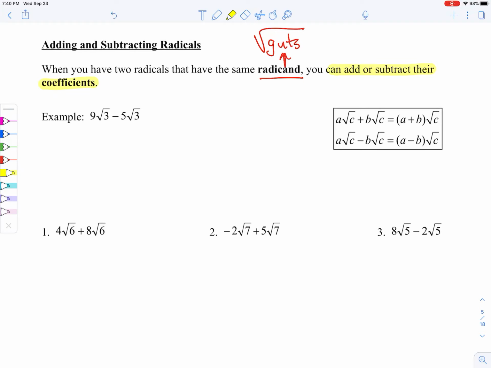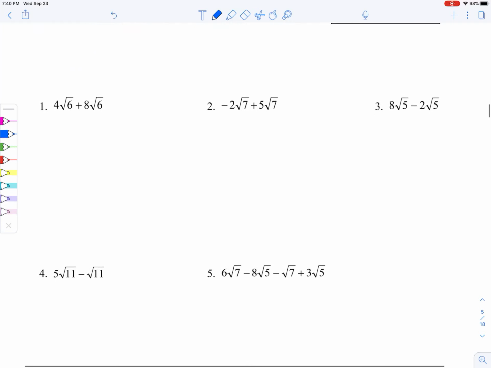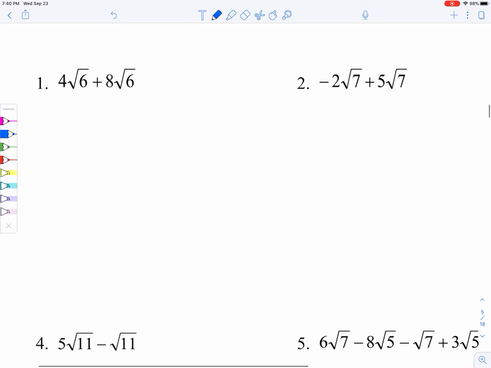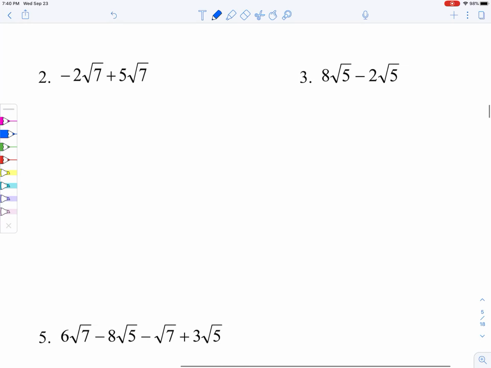So let's look. Example, I have 9 root 3's, and then I'm going to take away 5 root 3's. Both of the radicands match. So if I've got 9 of something and take away 5 of something, I'm going to be left with 4 of that something. In question 1, they give us 4 root 6's plus 8 root 6's. The guts match, so we can just add the coefficients. So 4 plus 8 is 12, and the guts stay the same. For the next one, minus 2 root 7's plus 5 root 7's. The guts match. Minus 2 plus 5 is 3 root 7.